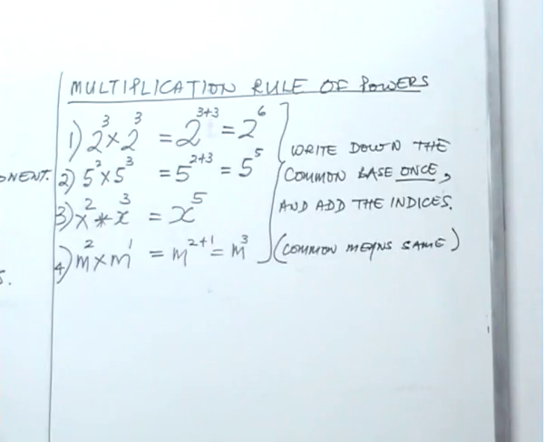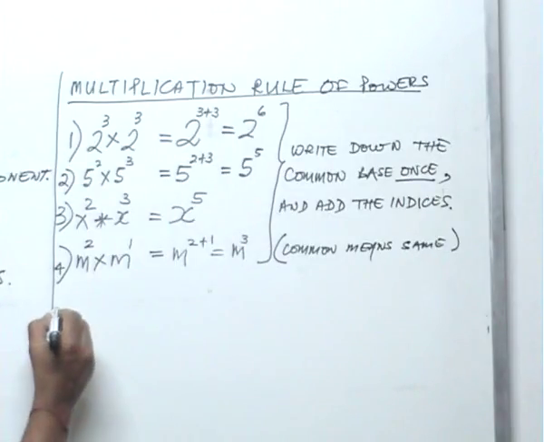So if I ask you what is the multiplication rule of powers, you just tell me, write down the common base once and add the indices. If I give you an example, then you do it like this. You don't have to show this step. You can do it mentally. You can go and write the answer like this straight. But I've just done it to show you step by step.